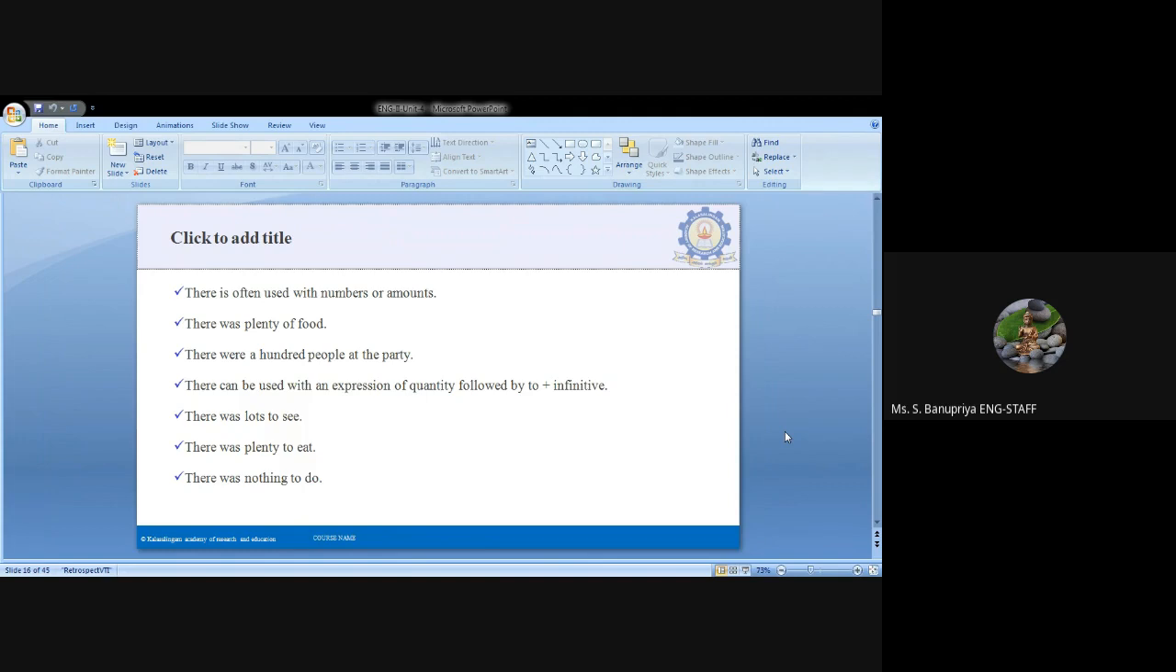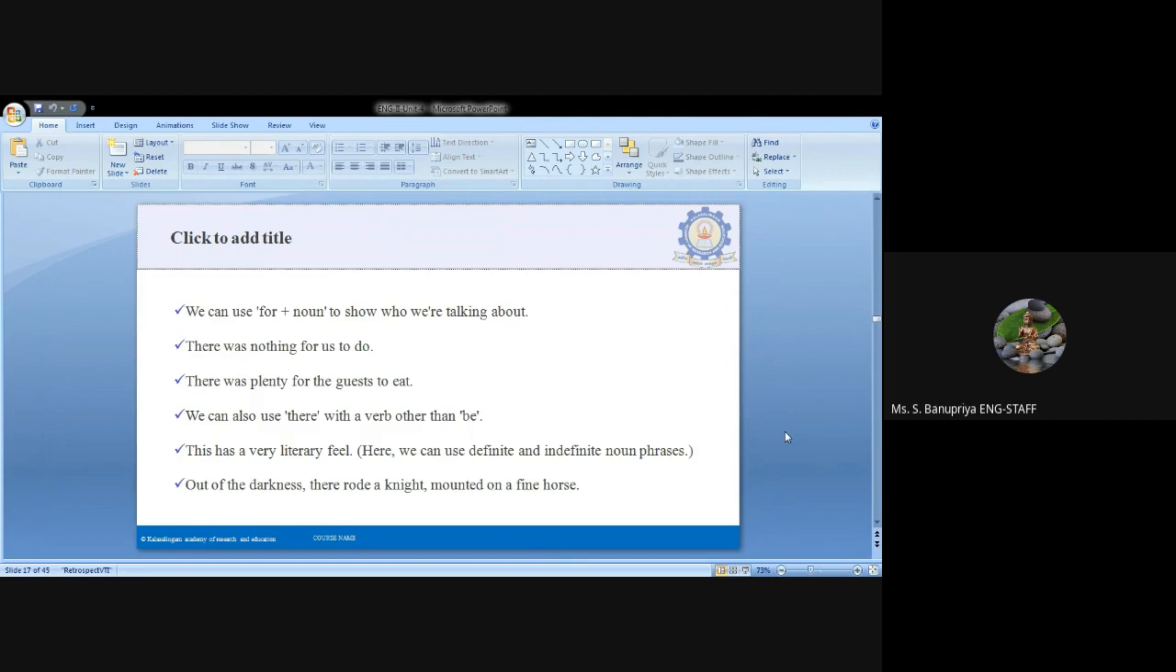There can be used with an expression of quantity followed by to plus infinitive. There was lots to see. There was plenty to eat. There was nothing to do. We can use for plus noun to show who we're talking about. There was nothing for us to do. There was plenty for the guests to eat.